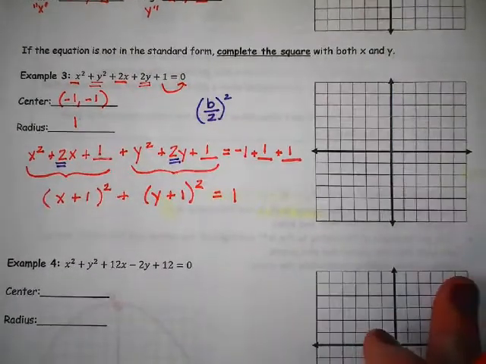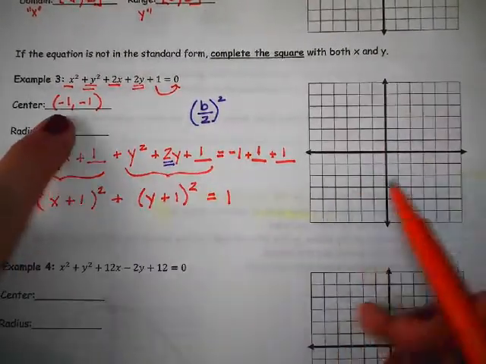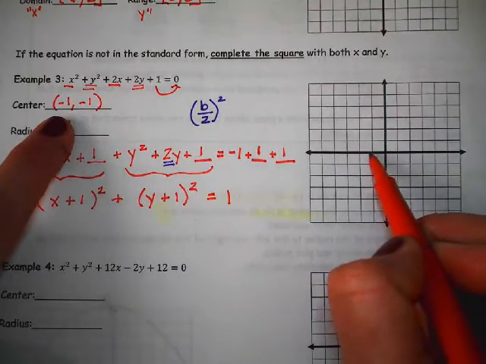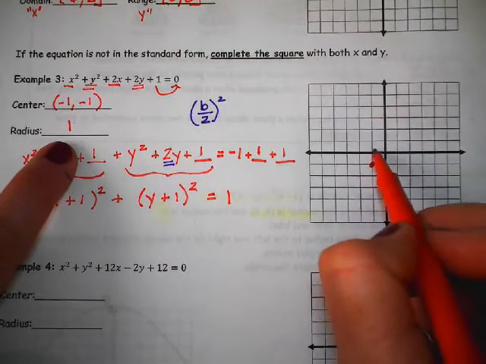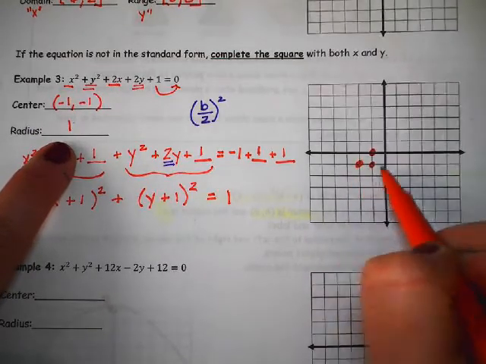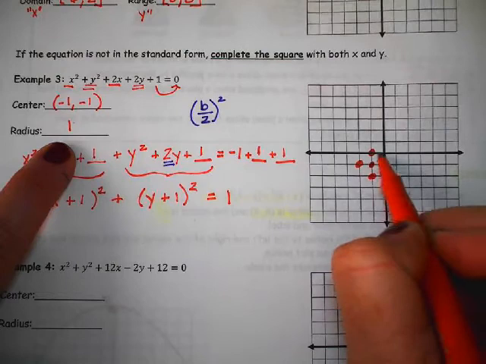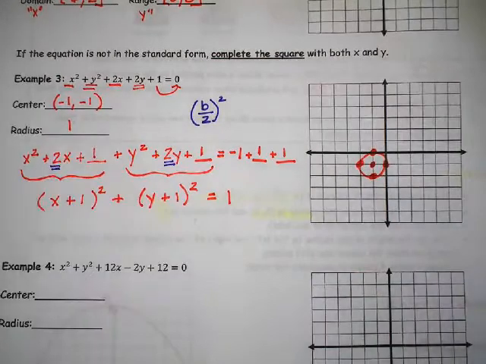And then let's come over to our graph and take a look. I'm going to start with my center always. So my center is (-1, -1) right here. My radius is 1. So from the center, I go up 1, left 1, down 1, right 1. Connect it up, and there is my circle.